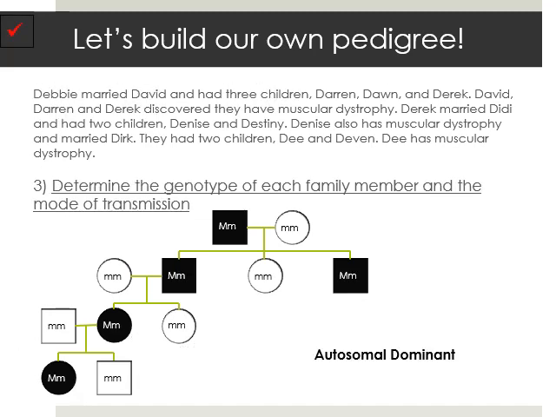Yep, seems to be that is an autosomal dominant trait. And it looks like we went ahead and got the genotypes of each individual correct as well. I mean, granted, we used A instead of M, but you get the point.